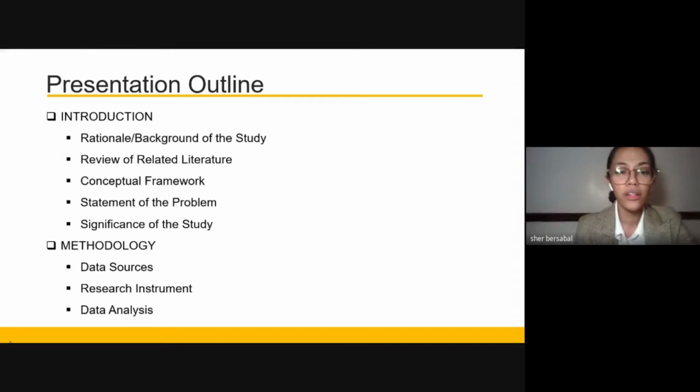Lastly, for the first part, the significance of the study, wherein we discuss the importance of the present study and its potential benefits to the target population. For the second part, we will be discussing a detailed methodology, and that consists of the data sources, research instruments, and finally, the data analysis.